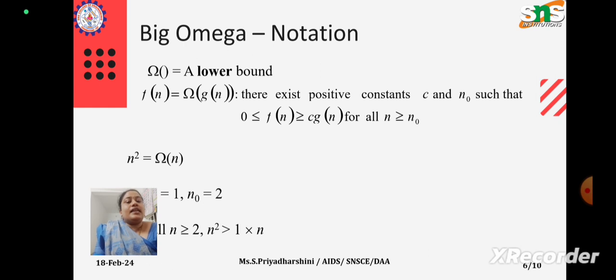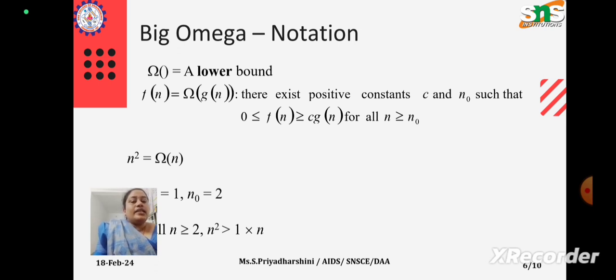Let's consider the definition. f of n is equal to big omega of g of n if and only if there exist positive constants c and n naught such that 0 is less than or equal to c into g of n, which is less than or equal to f of n, for all n greater than or equal to n naught.